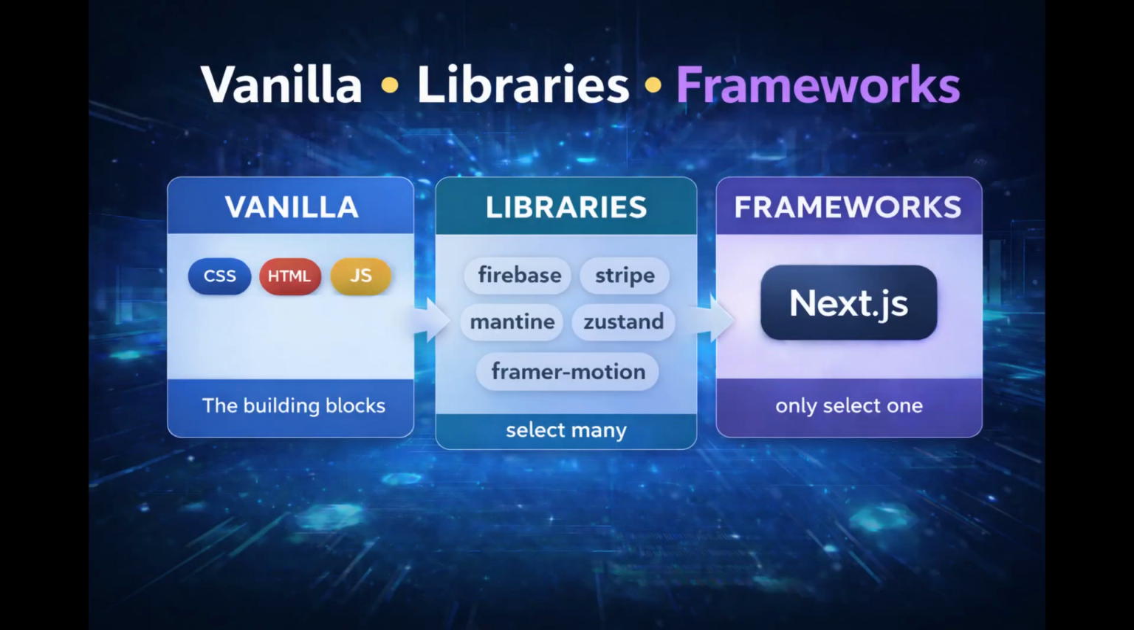The sorting board: vanilla versus libraries versus frameworks. Before we talk about our stack, we need one quick training that will save you hours later. Vanilla, libraries, frameworks. And I'm going to say this up front because people always ask. Can I tell if something's a library or framework just by the name? No. There's no universal naming indicator. You don't get a label. You memorize it over time.